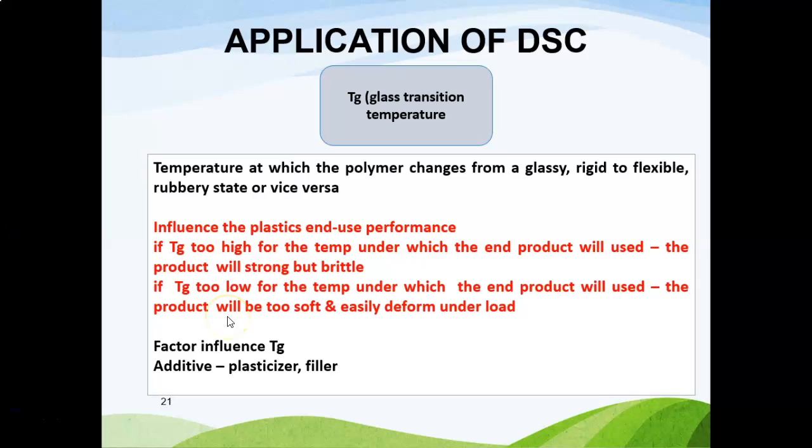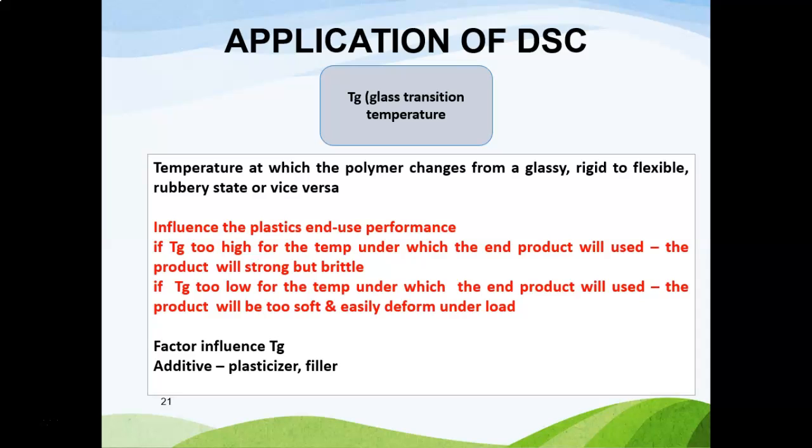If TG is too low for the temperature under which the end product will be used, the product will be too soft and easily deformed under load. For example, let's say the TG for PP is 265, right? So if you got a value for your PP sample, tested by TG, below 265, your sample will tend to be too soft and will easily deform when you put it under load.